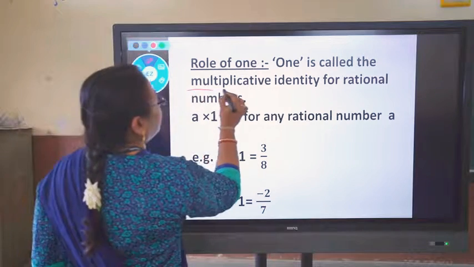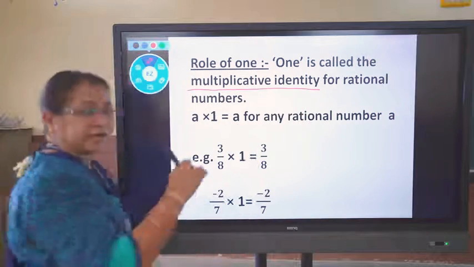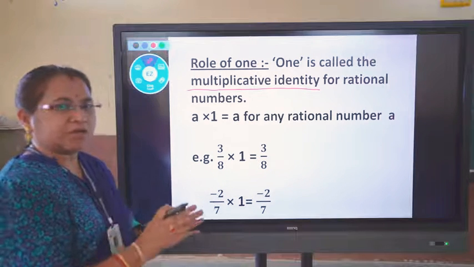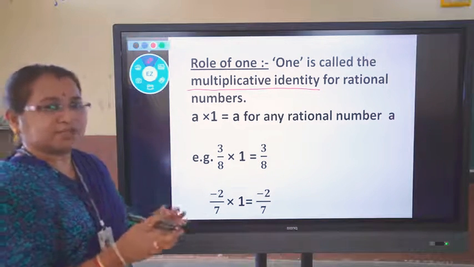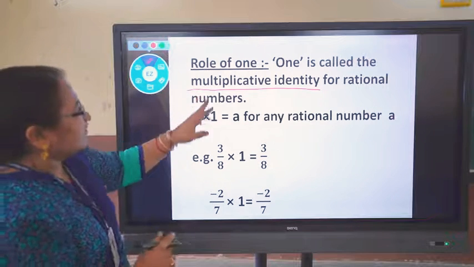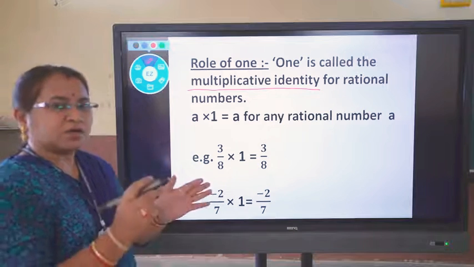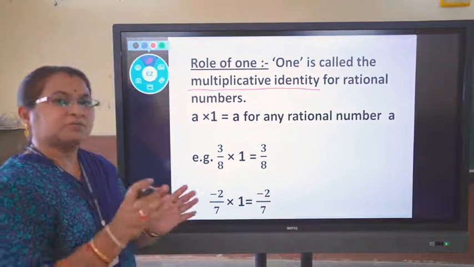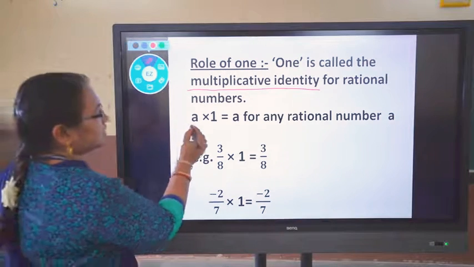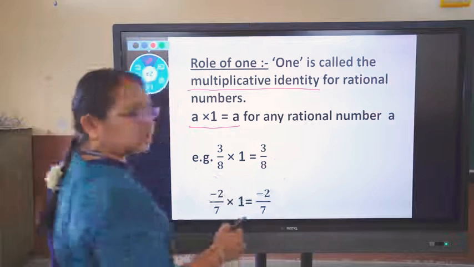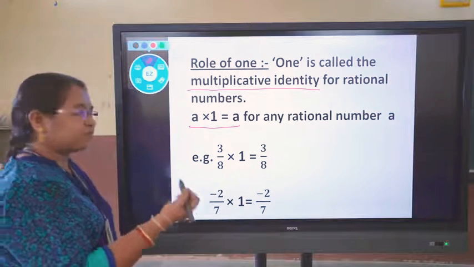Now what is the meaning of multiplicative identity? Multiplicative identity means the number which, when multiplied with any number, does not change the identity of the previous number, the first number, the starting number. That number is 1, because 1 multiplied by any number, we know, gives that number only. So we see a multiplied by 1 is a for any rational number a. A may be positive, negative, or 0.